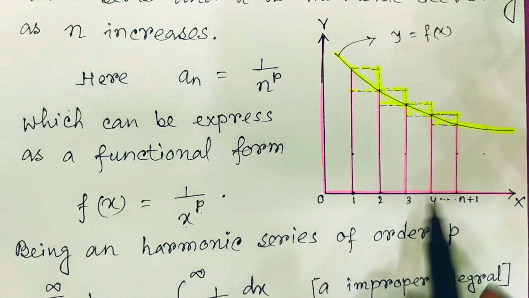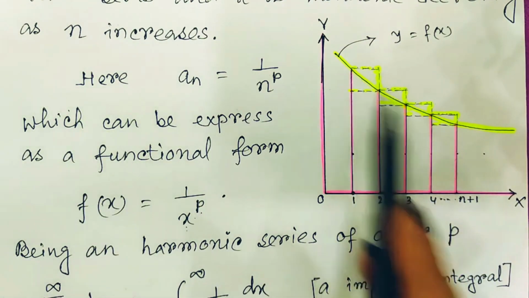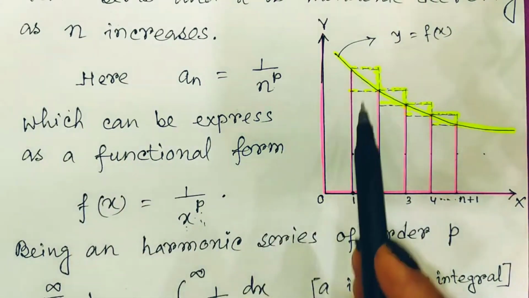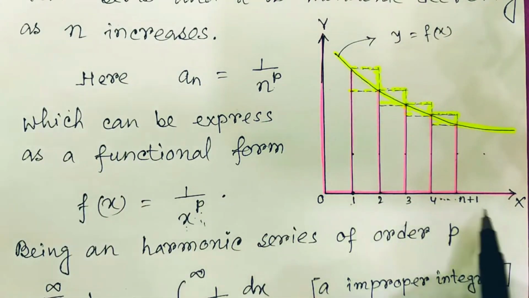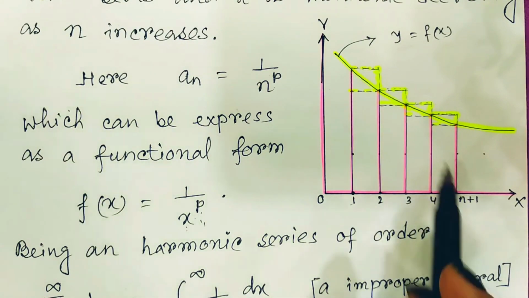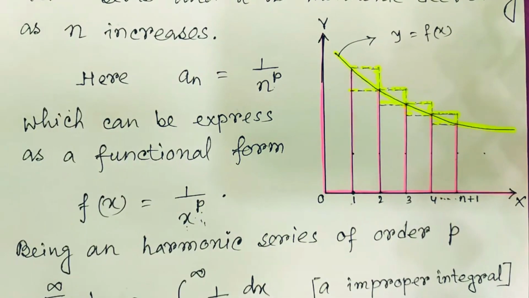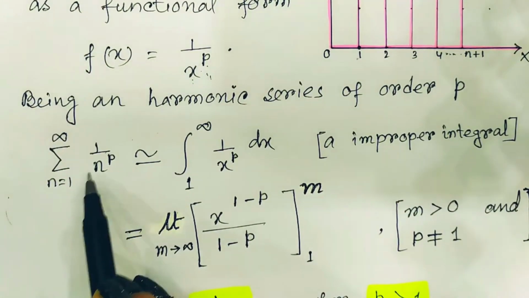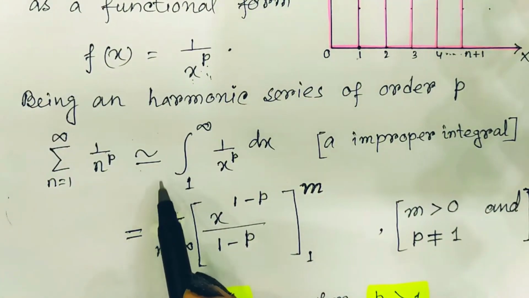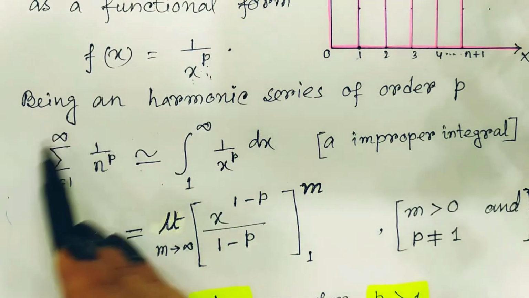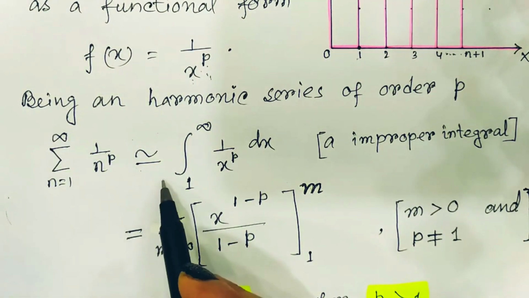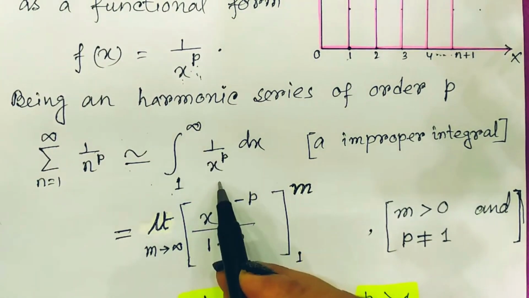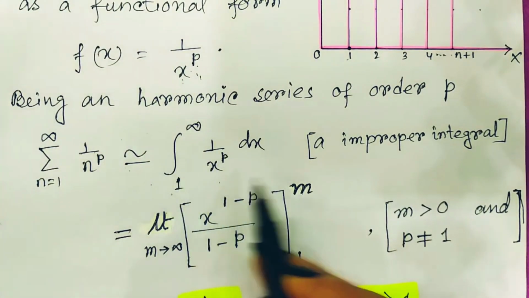And if we take the integration of this function, y is equal to f(x), from 1 to infinity, then we will find the desired value of the given series. Being a harmonic series of order p, we can treat it using the integral form. So the summation is approximately equal to the integral from 1 to infinity of 1 by x to the power p dx, which is an improper integral.